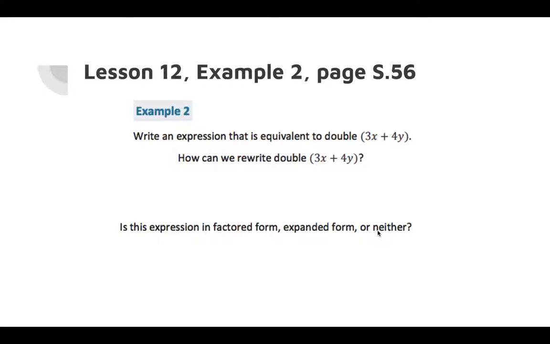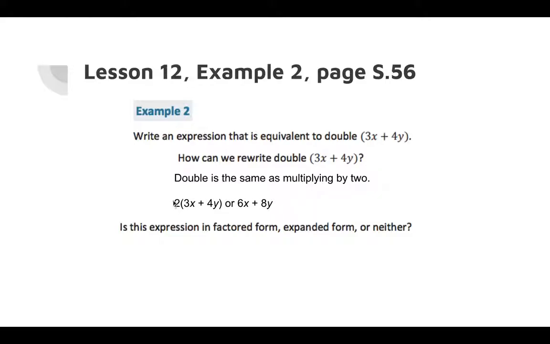Moving on to example 2. We're on page S56. Write an expression that is equivalent to double 3x plus 4y. How can we rewrite double 3x plus 4y? So think about it. Double is the same as times 2. So double is the same as multiplying by 2. So to double it, you would do 2 times 3x plus 4y, or 6x plus 8y. Now look at this really carefully. What do you see? How did we get the 6x plus 8y?